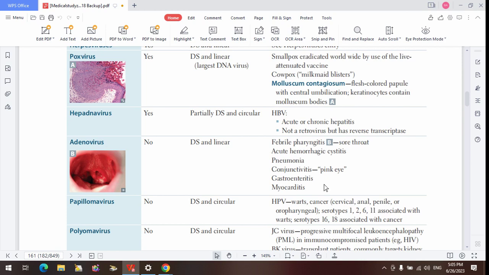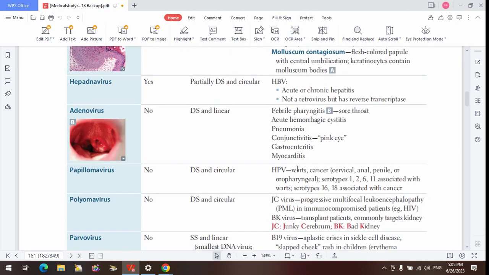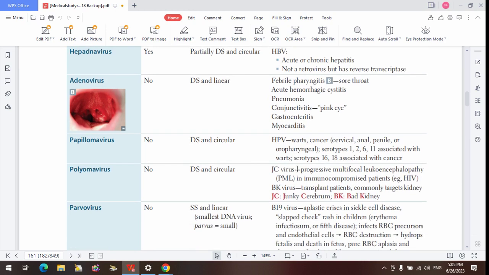If you cannot remember all, I know that we will still be able to remember the majority. Adenovirus: conjunctivitis, acute hemorrhagic cystitis, bladder, eyes. GIT. Heart and lung. Heart and lung. Then the bladder.